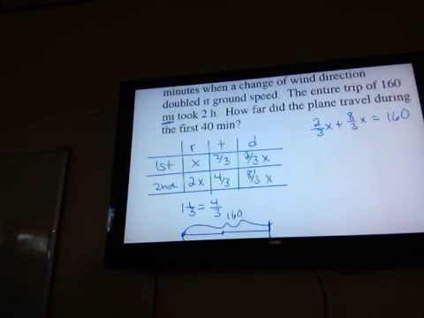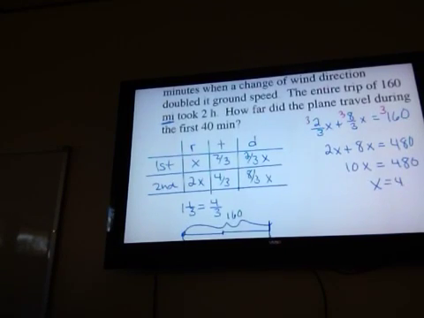I can take everything times 3. I can add my x's together. I got to multiply by 3 eventually. So if I multiply by 3, I'm going to have 2x plus 8x equals 480. Again, I just took everything times 3 to get rid of my fractions. So 2x plus 8x is 480. 10x is 480, and then divide by 10, and I get 48. But you're not done.